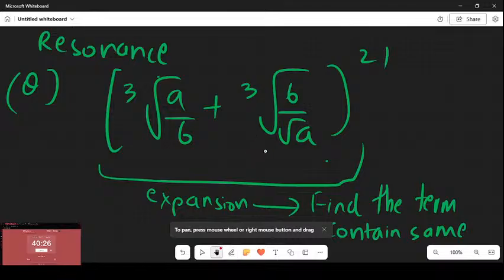You understand the question? So basically if I expand it, the powers of a and b should be equal.